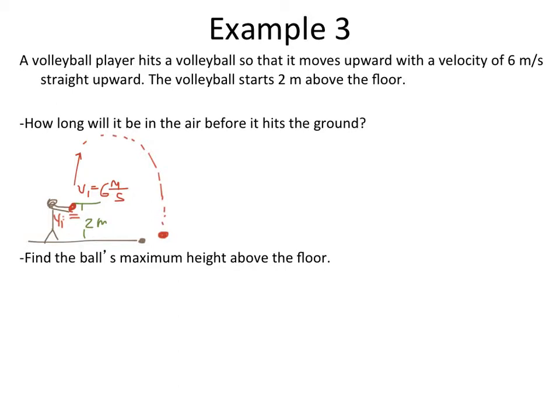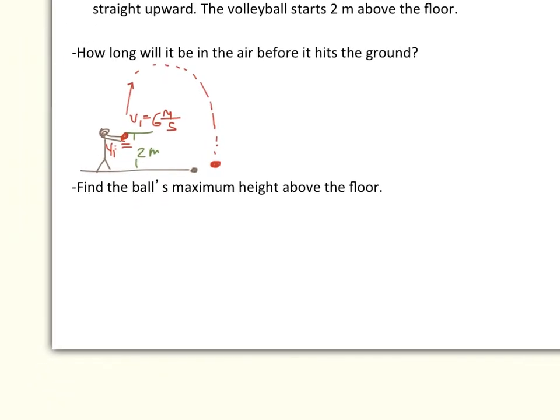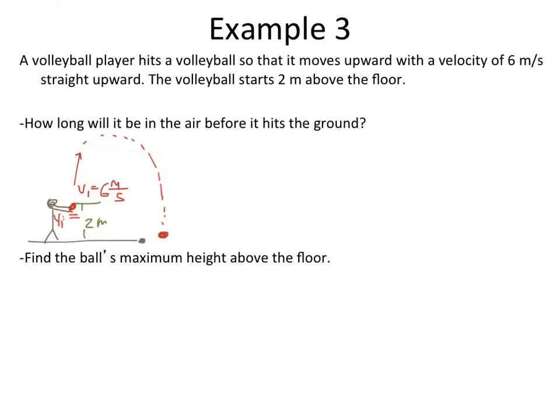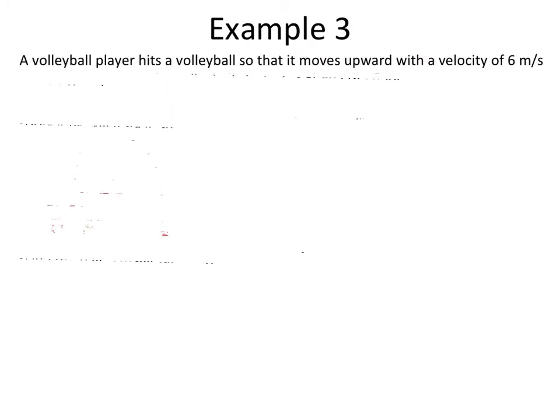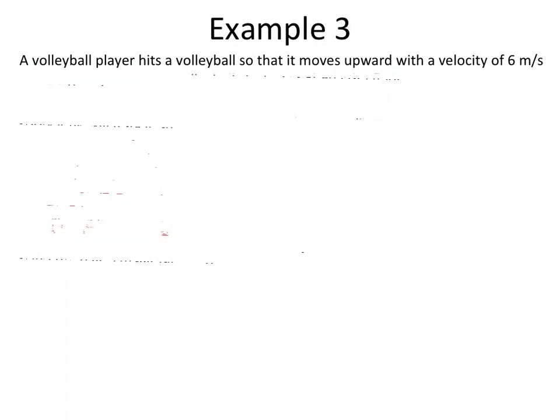You might think, all right, we need to solve for it going up, and then solve for it coming back down and find that time. Actually, you don't. You can do it all in one big step, and this is how we do it. Our initial position, y initial, is 2 meters off the ground. What's our y final position? Our final position is at 0 meters. It's on the ground, because we've said that the ground is going to be 0.